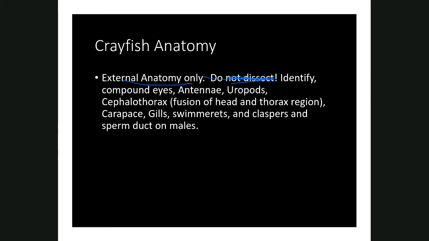I want you to be able to identify compound eyes, the antennae, uropods, cephalothorax. Remember, I showed you the 3 body portions of the insects. Well, crustaceans only have 2, right? The carapace, which is the external shell. We'll see the gills, the swimmerets.